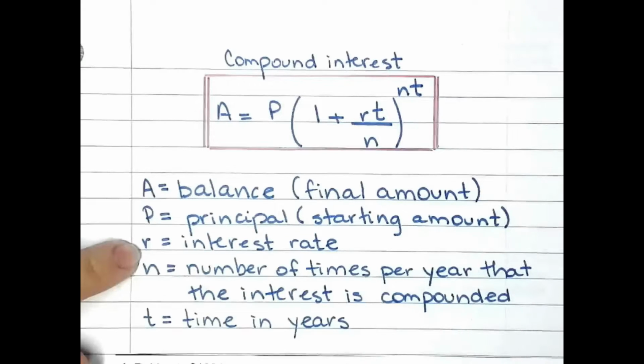R is the interest rate in decimal, not as a percentage. And then N is the number of times per year that the interest is compounded. And then T is the time in years, not months, not weeks, but years. And depending on the question, you're going to have to change from months to years or from weeks to years.